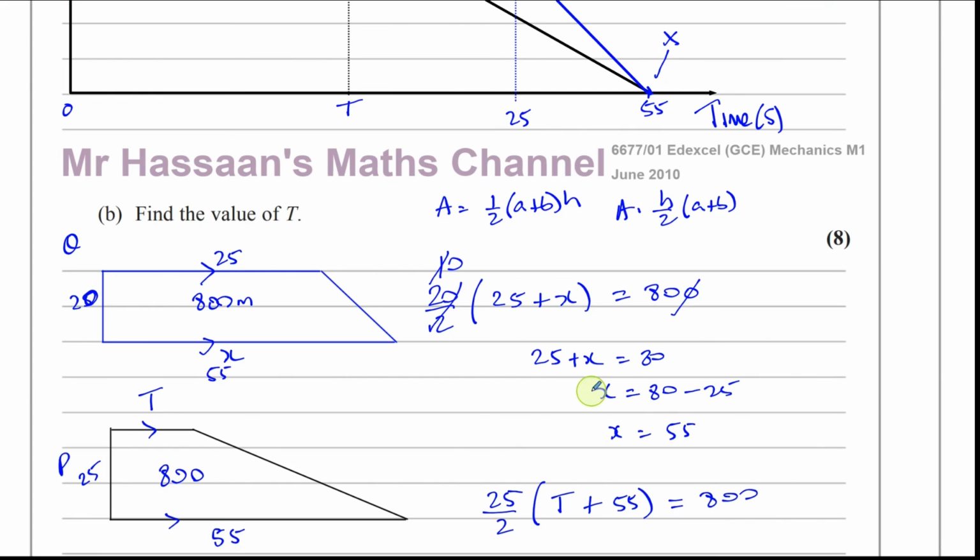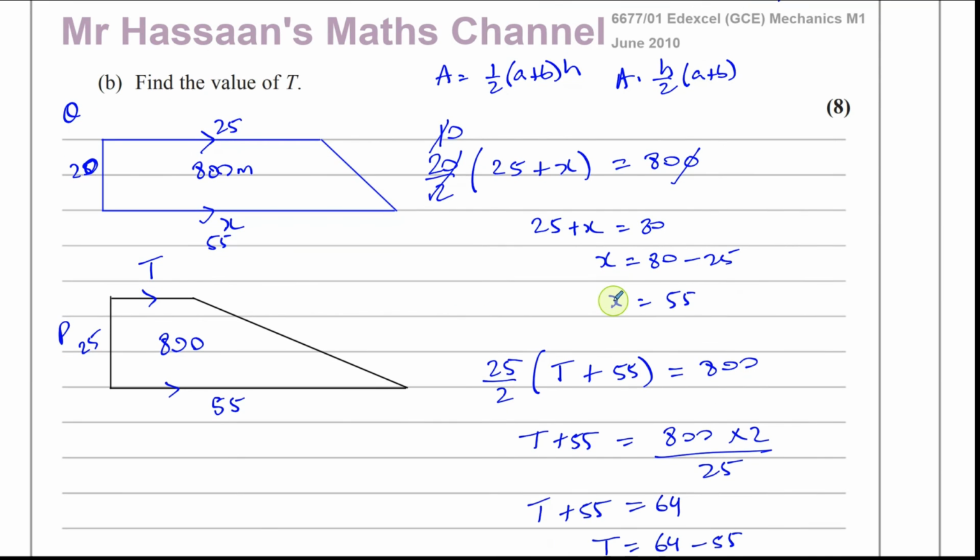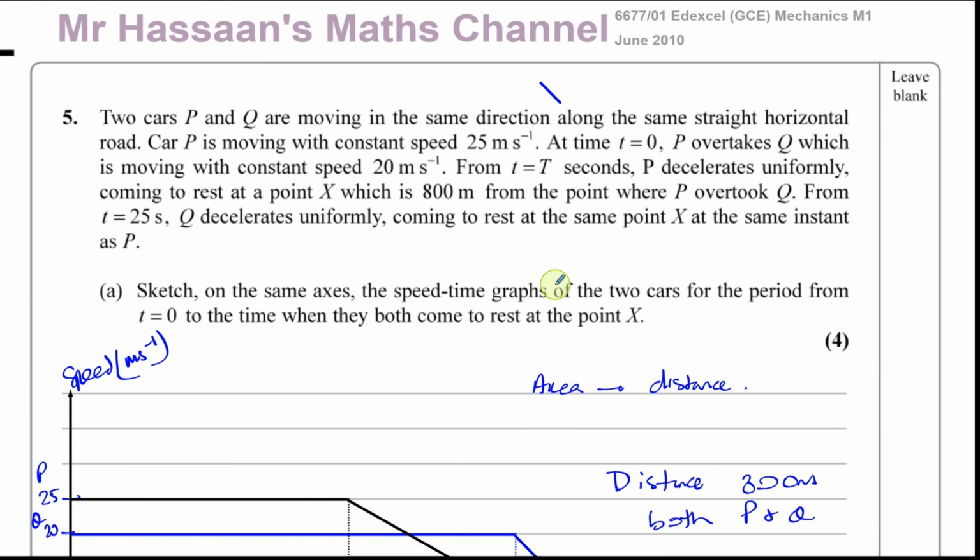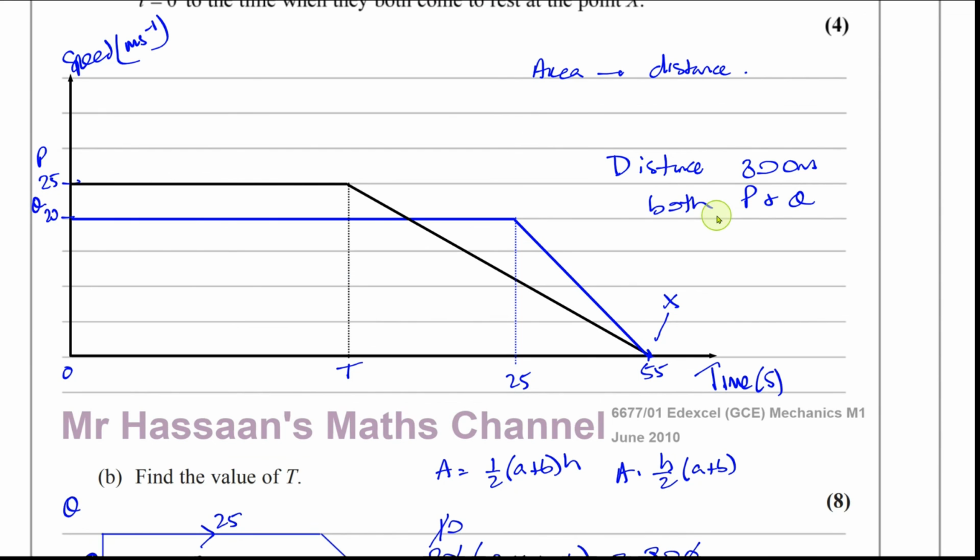It's 8 marks for that second part, which seems a lot. It doesn't seem like there's that much to do, but that's fine. The main problem with this question is people don't know where to put this. But you have to think about the fact that the area of these two must be equal because they've traveled the same distance in the same time.